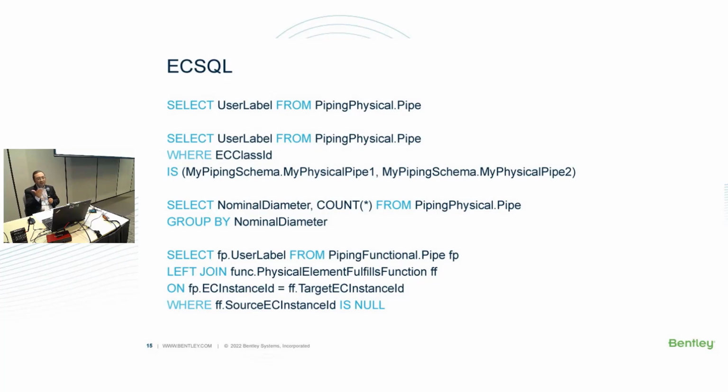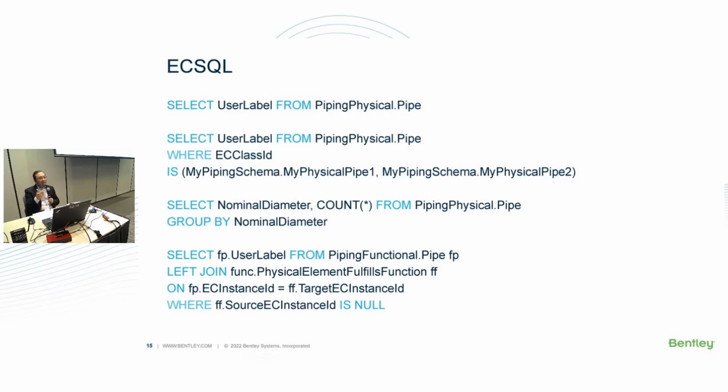Some of these examples: the first one is quickly querying for all the labels from a class called pipe in a schema called piping physical. The second example is describing polymorphism. We can assume some user-defined schema called my piping schema, where 2 classes, my physical pipe 1 and 2, were created. And those probably are subclassing the concept of a pipe in a shared schema. Let's assume that schema is piping physical. So this query is basically retrieving labels from 2 particular end user created schemas, but making sure that they are really pipes. They share the same ancestor.